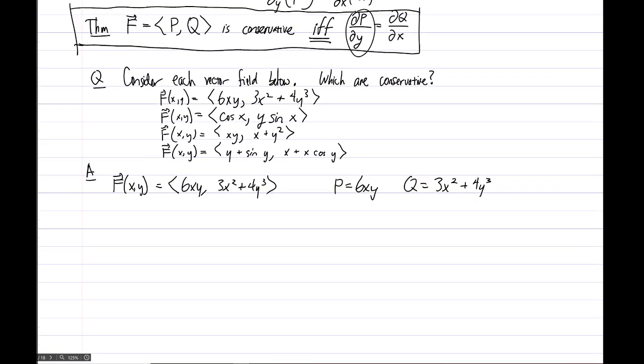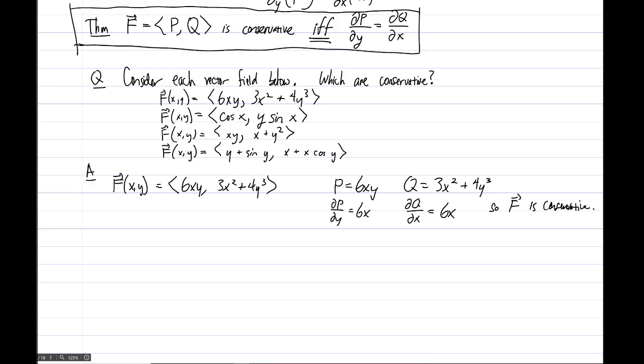Okay, let's compute the partial derivative of P with respect to y and the partial derivative of Q with respect to x. So partial P with respect to y is 6x, and the partial derivative of Q with respect to x is 6x from there plus 0. Okay, these match, yeah? So because we got a 6x and a 6x, we've got this matching here, we will therefore, by the theorem, conclude that this F is conservative.